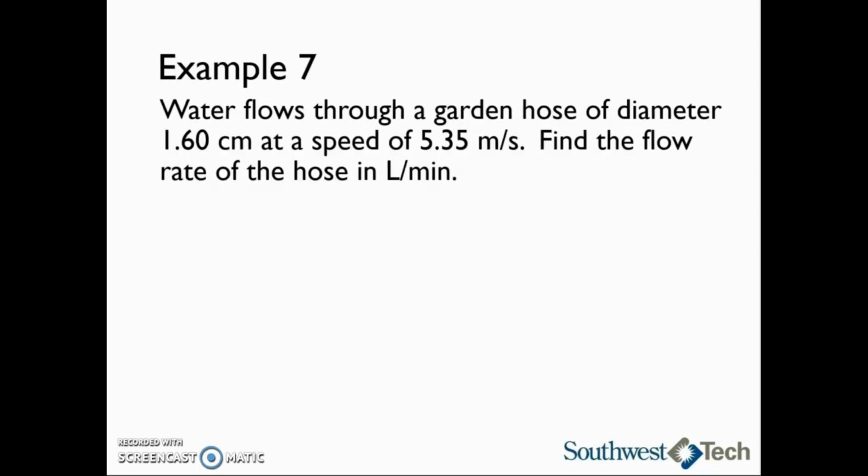Let's take a look at a flow rate calculation. Water flows through a garden hose of diameter 1.60 centimeters at a speed of 5.35 meters per second. Find the flow rate of the hose in liters per minute. First, we will write down all of the data we were given in the problem. The velocity of the water is 5.35 meters per second. The diameter of the hose is 1.60 centimeters.